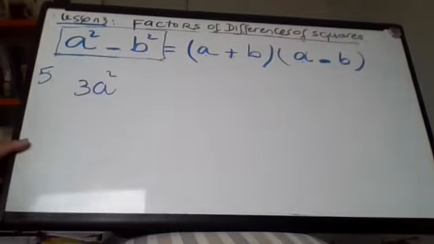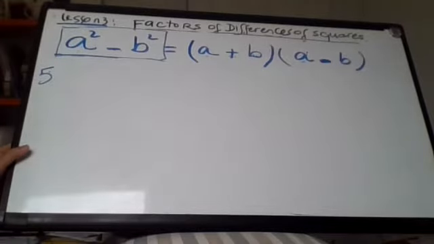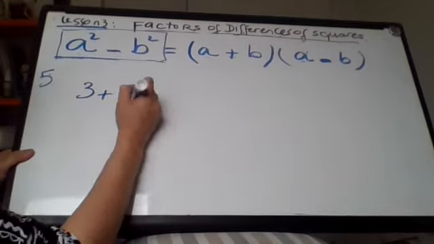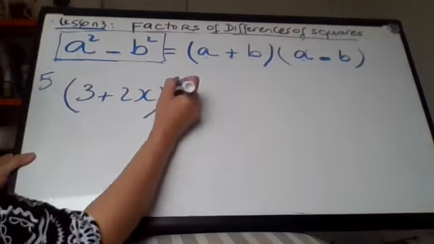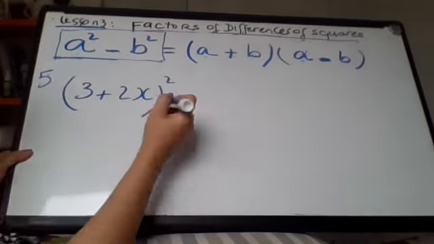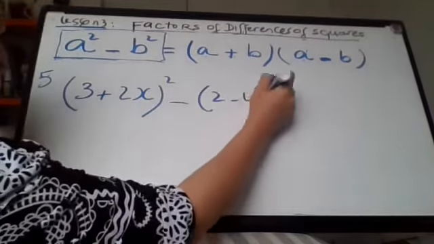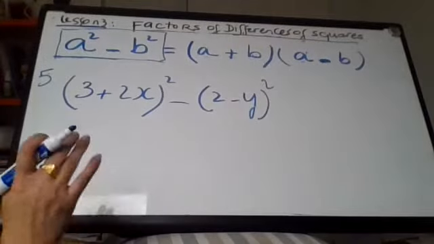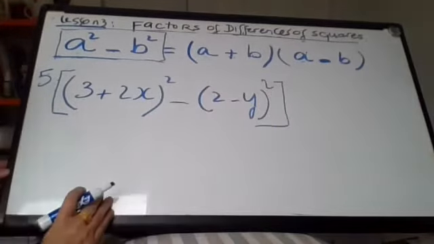3a squared. You know what? I'm not going to use the same letter. Let's use a different letter so that you know that we do not use the same. Say 3 plus 2, instead of 2a, I'm going to say 2x. All of this is squared. Minus 2 minus y, all of this squared. Okay, because it's complicated, I'm going to make the square bracket outside.